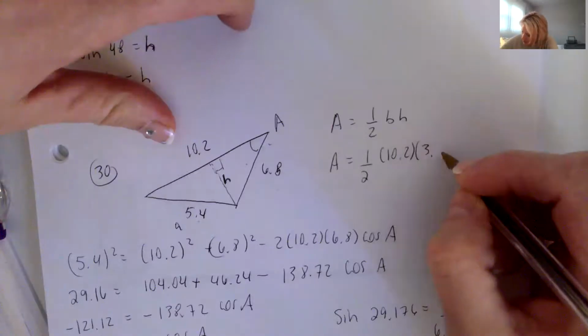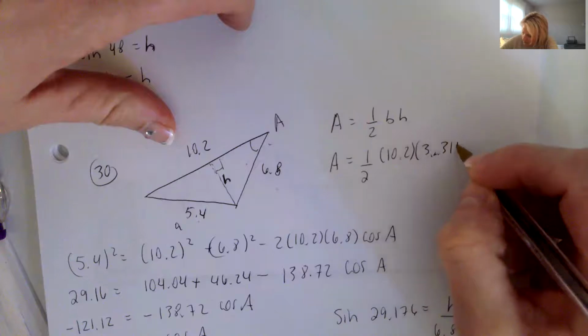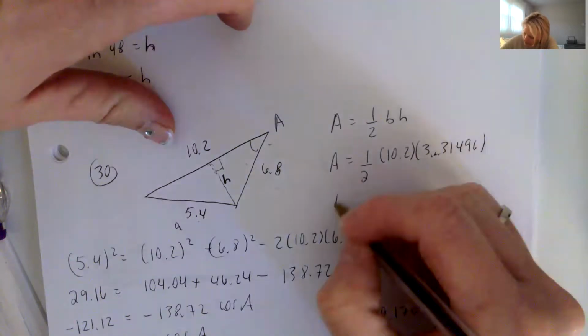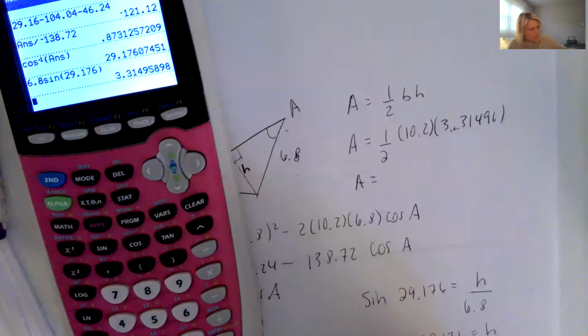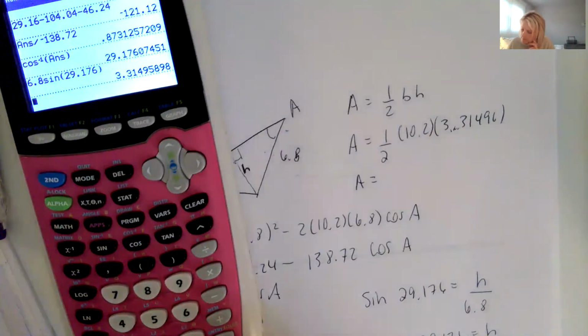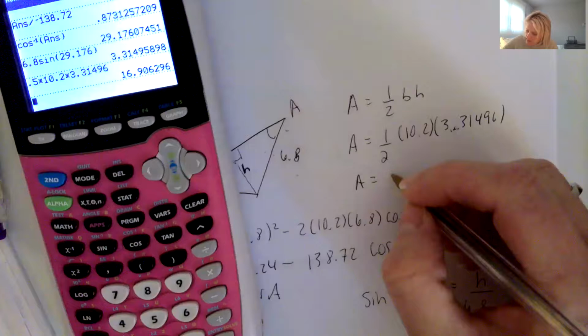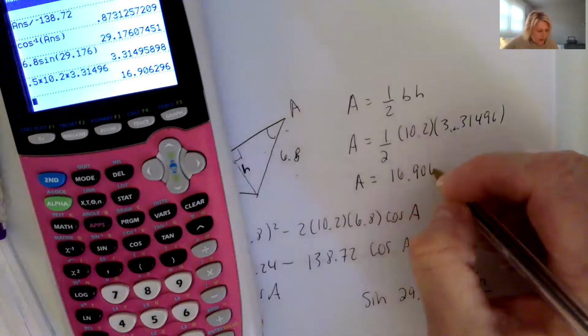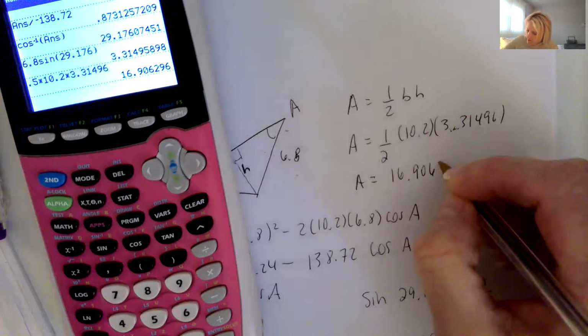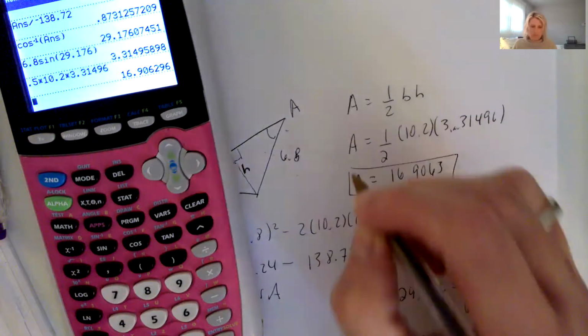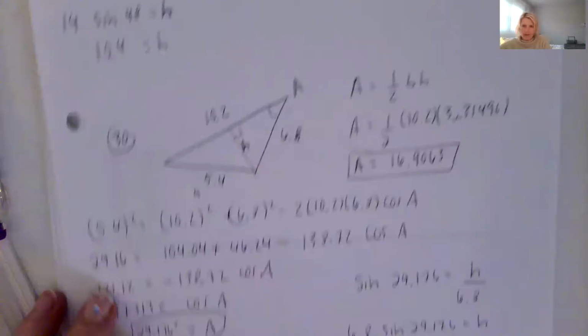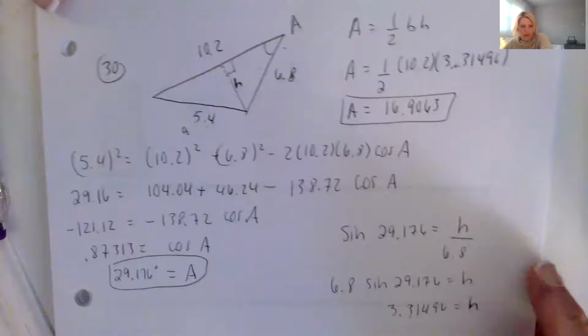We're going to use that 3.31496 as the height up here. So the area is going to be 0.5 times 10.2 times 3.31496. So approximately 16.9063. Wow, that one took a while.